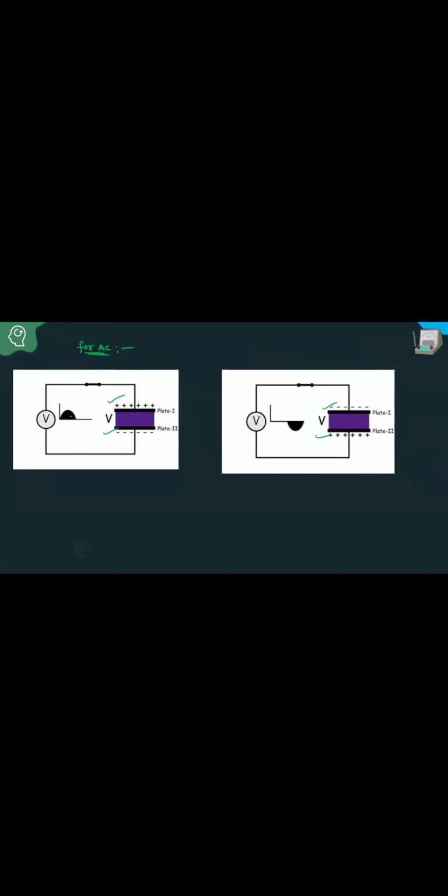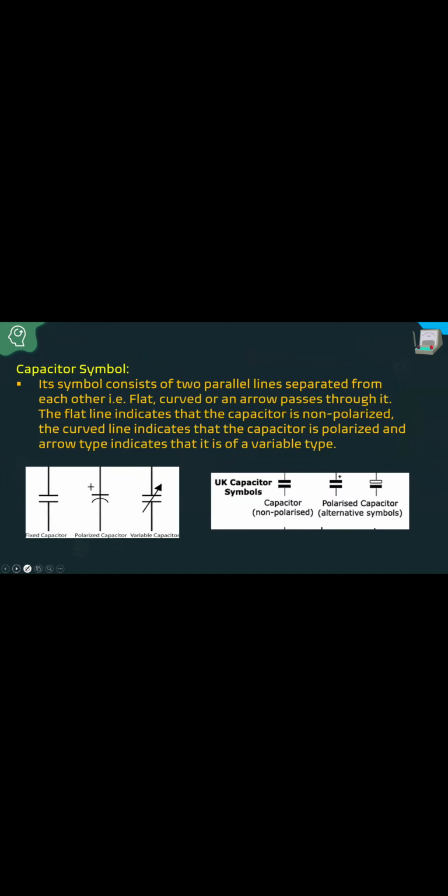In an AC supply the cycles alternate. In the positive half cycle this is plus, this is minus. In the negative half cycle this is negative. Again the positive half cycle will come. This is for AC. This is the charging and discharging of the capacitor for DC and AC.